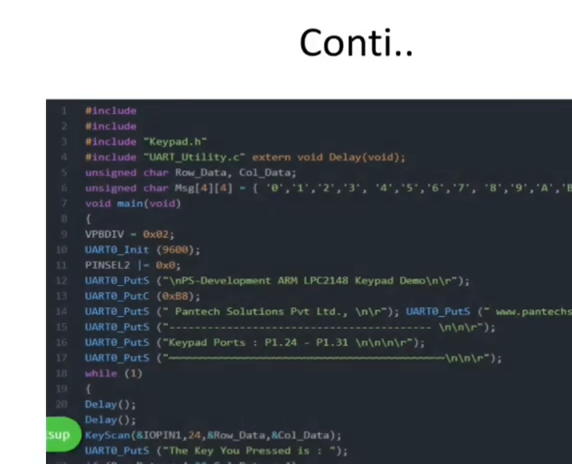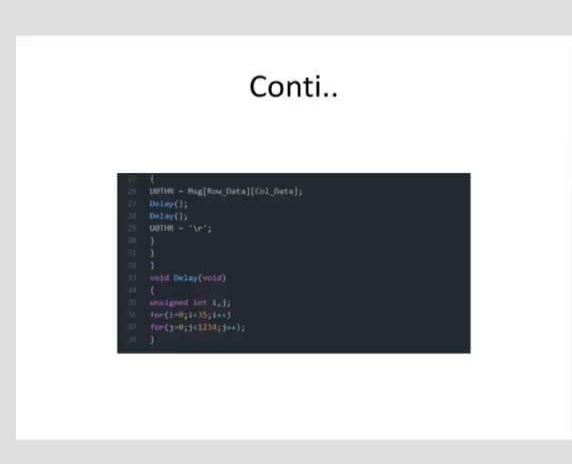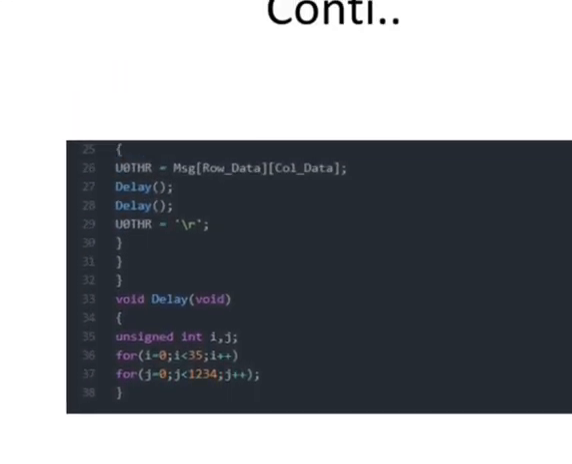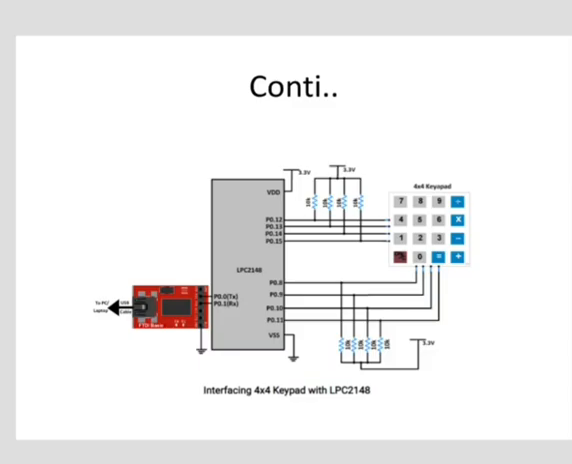the development ARM LPC2148 keypad demo. So here the delay is given, unsigned int i, j, for i equal to 0, i less than 35, i plus plus, and for j equal to 0, j less than 1234, j plus plus. So this is a program for the interfacing of the 4x4 keypad with LPC2148.